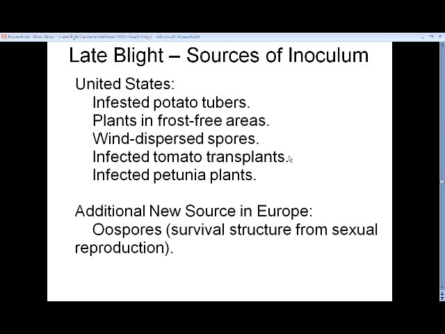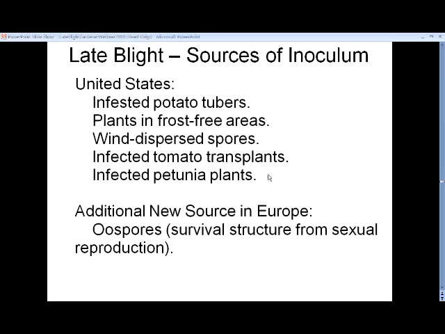Infected tomato transplants have occasionally been a source for the disease. It was a major source last year. In previous years, it's been much more of a minor source. But there's been situations where plants have been purchased by commercial growers that were already infected, and then last year a number of gardeners purchased plants that were already infected. And then there was one year that we had petunia plants that were infected, and that was an important source of the late blight pathogen.